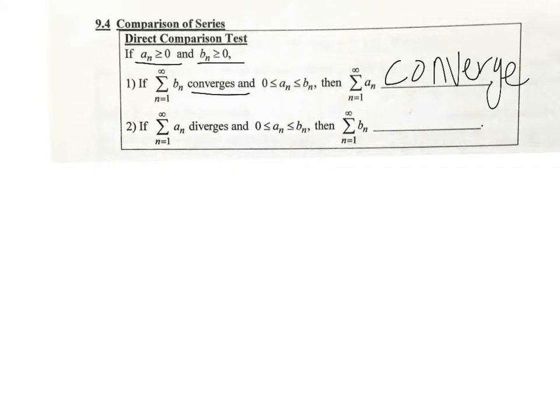For the second one, if a sub n diverges and a sub n is less than b sub n, then our b sub n is also going to diverge.